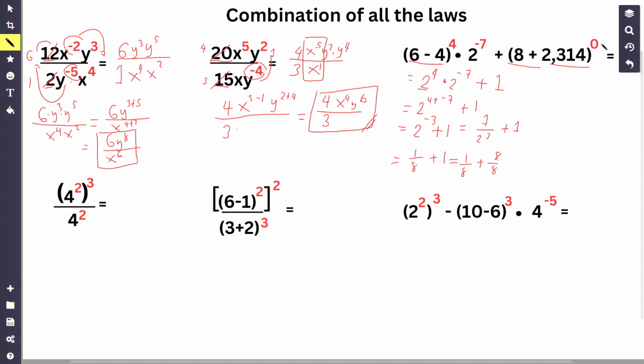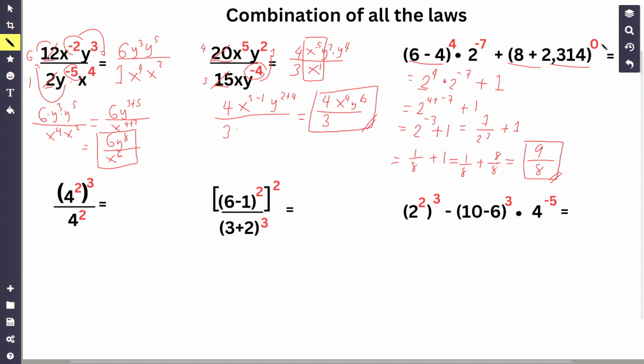Sir, why 8 over 8? Where did it come from? Because 8 over 8 is also 1. So we have now a common denominator. Just copy the denominator and add the numerators. So this is going to be our answer, 9 over 8.